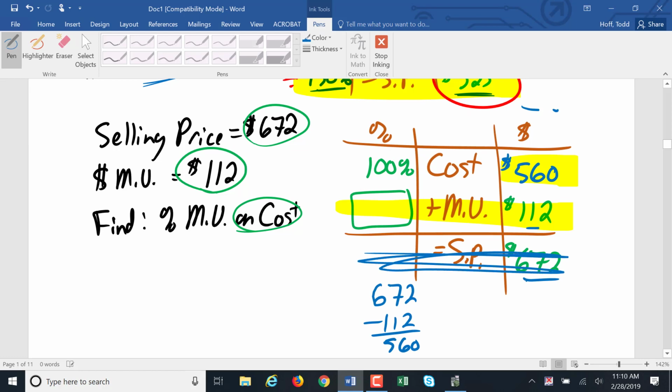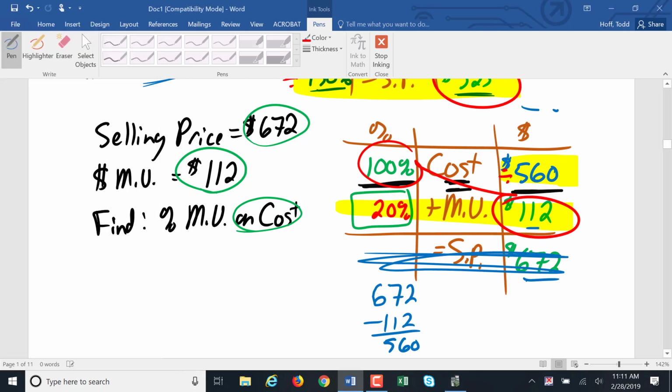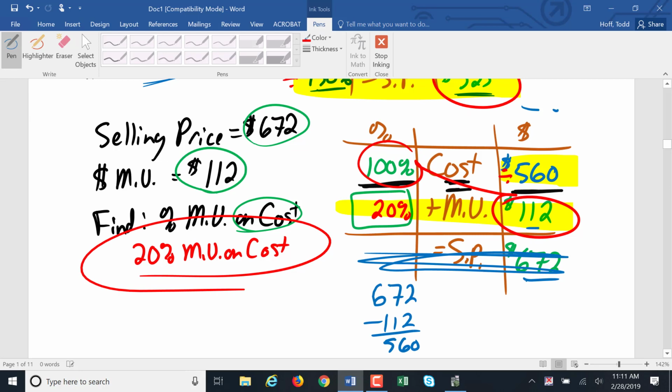So now we don't need that bottom row anymore. We're looking at our proportion here: 100 over blank equals 560 over 112, and we will cross multiply and divide. 100 times 112 divided by 560 will give us 20. So that is a 20% markup on cost. So that is the basics of dealing with a markup based on cost. Next section, we'll look at markups based on selling price.